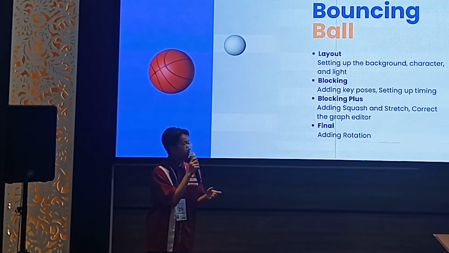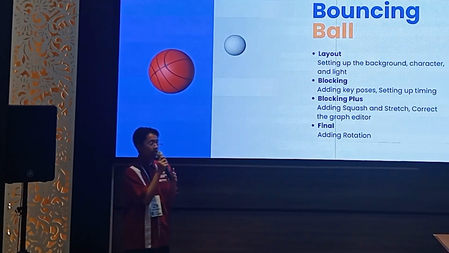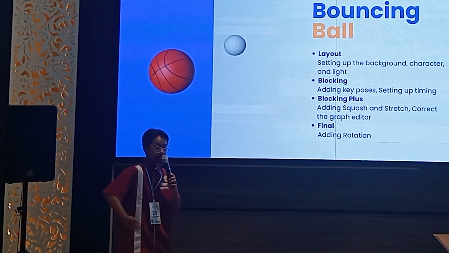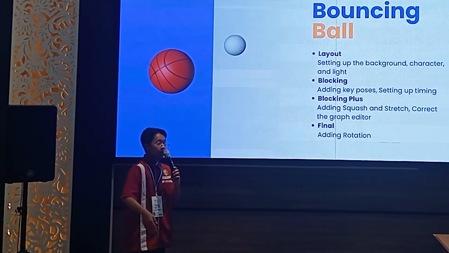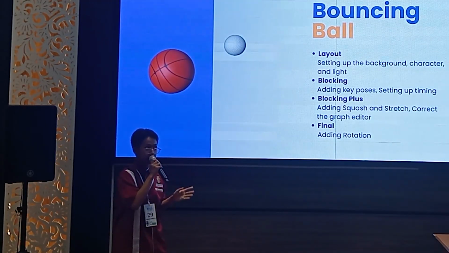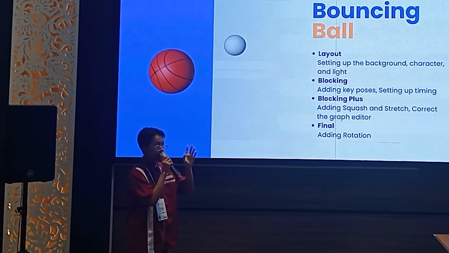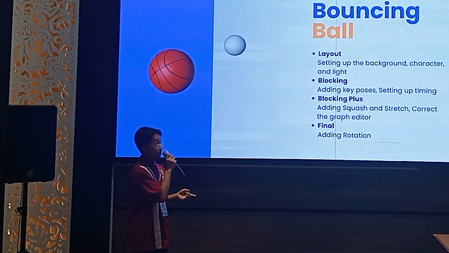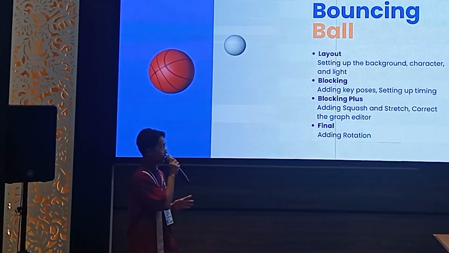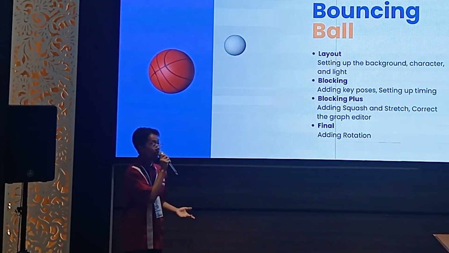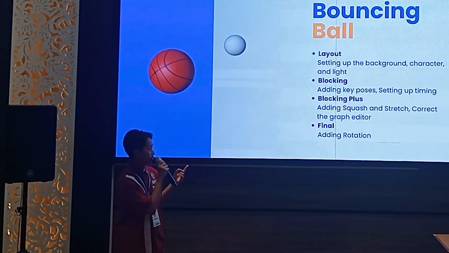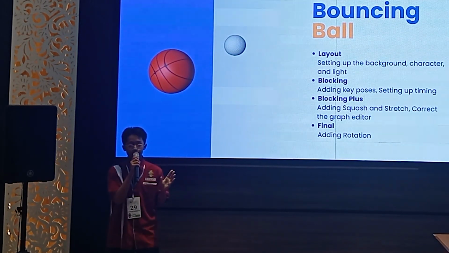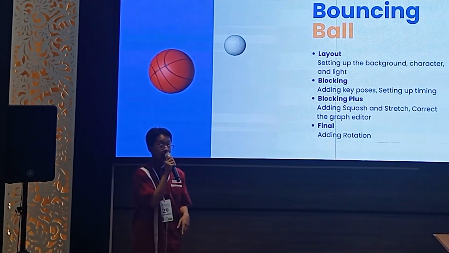And in the pendulum, I set the offset, or the pendulum has 3 joints, right? It's like a hand, it has 3 joints. So each of the joints moves at different speeds. I set that on blocking plus. It's called offset. And then for the tail ball, I move the tail on the blocking plus. And for the final of the bouncing ball, I add rotation. And for the pendulum, I add an overshoot, which is movement after an overlapping action.